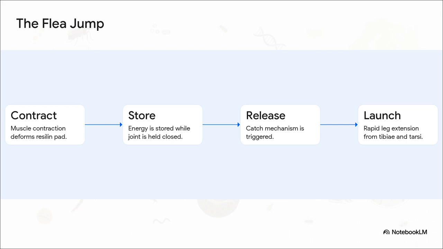And finally, this rapid release completely bypasses the knees, launching the flea directly from its lower leg segments, the tibiae and tarsi. It's basically a microscopic catapult.